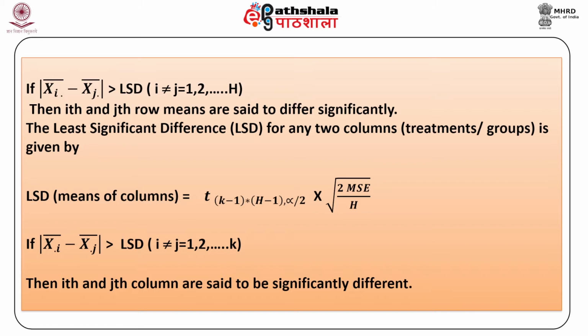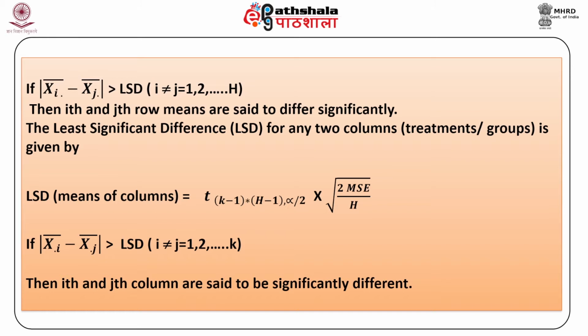The least significant difference, or LSD, for any two columns, which means for treatments or groups, is given by LSD equal to t with degrees of freedom (k minus 1)(h minus 1) and alpha by 2 as the level of significance, into the square root of 2 MSE upon h.